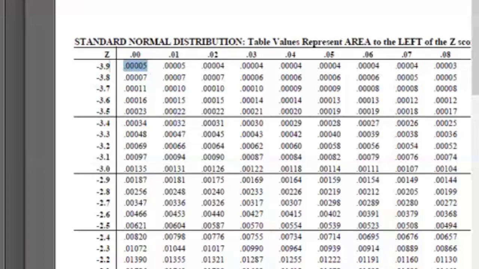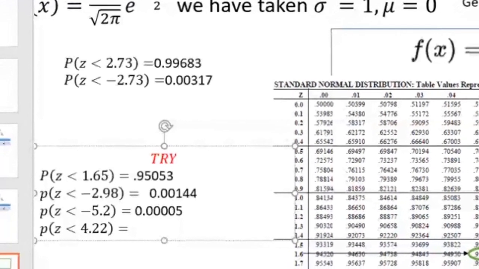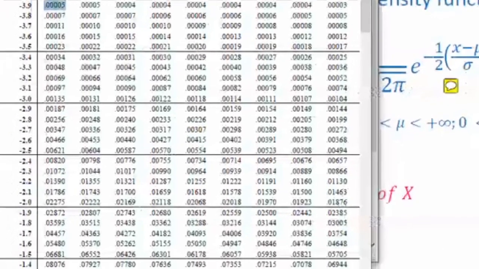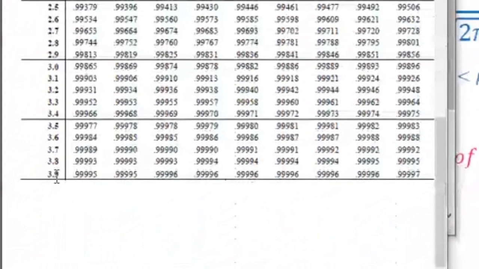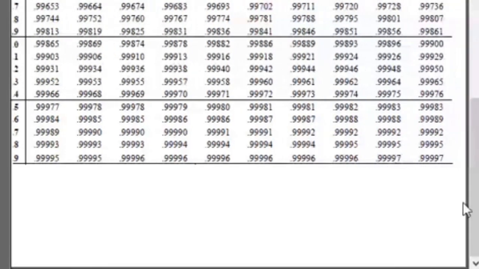And similarly, on the positive side, you get only up to 3.9, and after that we don't get any value. So take the very last value, 3.99, this value 0.497.